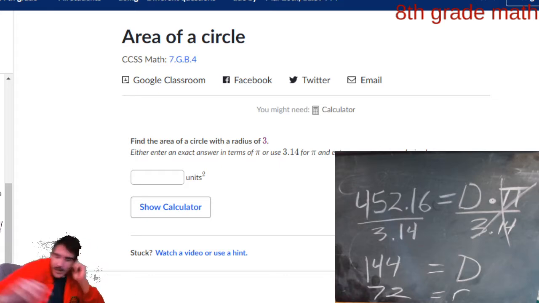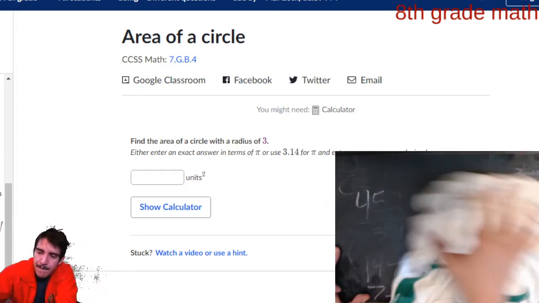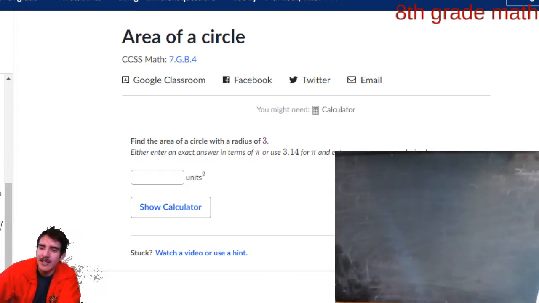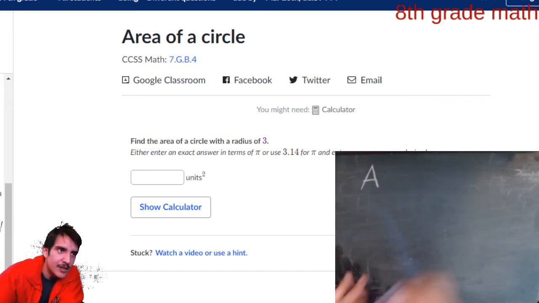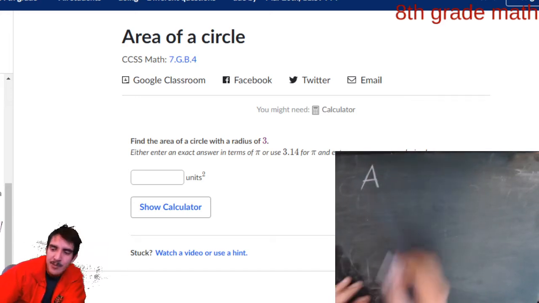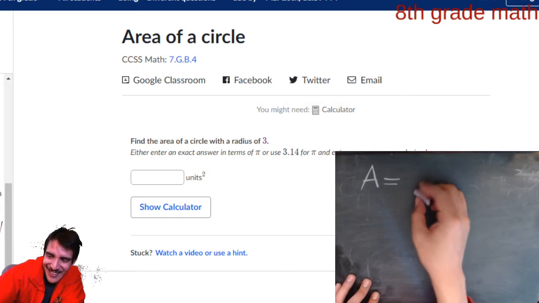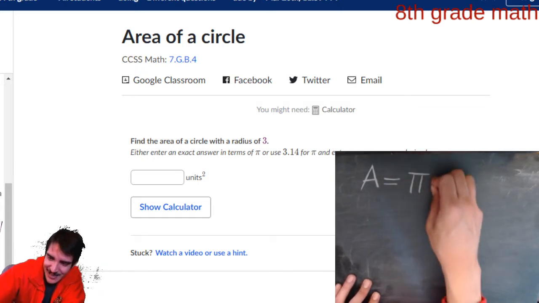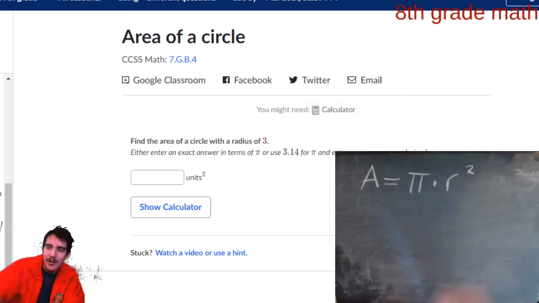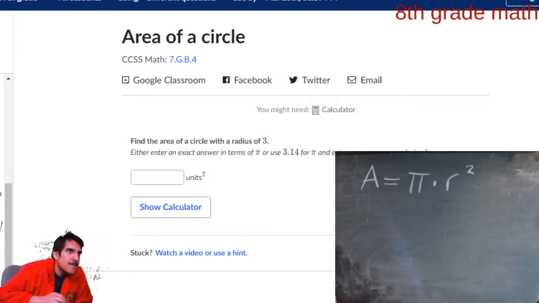Yes, you can. So let's erase this and let's write down the area of a circle. Oh my gosh, I just bumped the camera and somehow it looks better now. Area equals pi times radius to the second power, as we remember. Okay, that's the area of a circle.